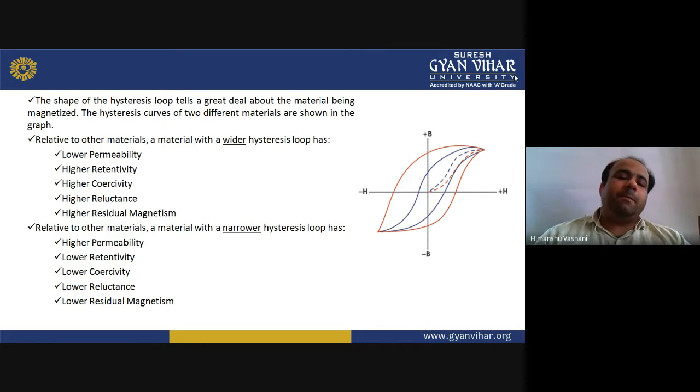So you can compare, if you know any one property of the shape of the hysteresis loop, you can easily compare that it is having a wider hysteresis loop. So what properties it will differ and how it will differ, and if a material is having a narrower hysteresis loop, then how it will differ from the other loop. So this way you can compare two materials with the help of the hysteresis loop also.